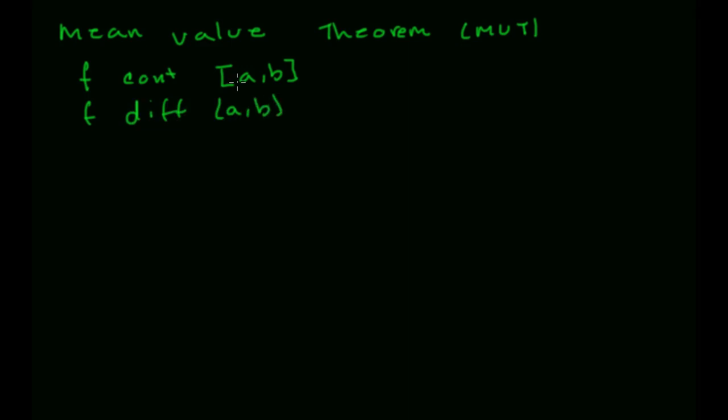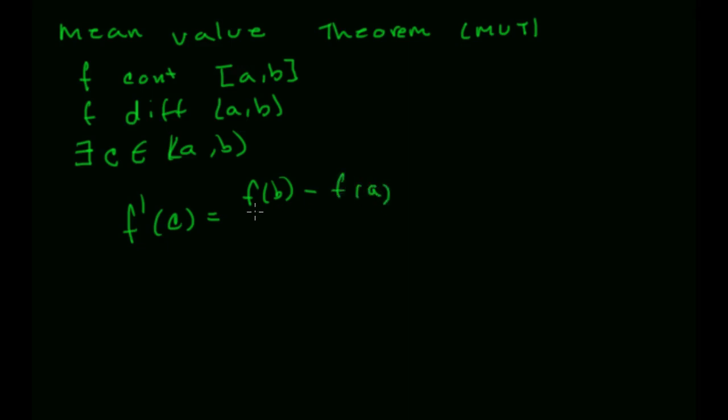And that's all that we need at this reality. So what we want to say is that there has to be a point C on that open interval, so this is the open interval AB, where the derivative at C has to equal f of b minus f of a over b minus a.